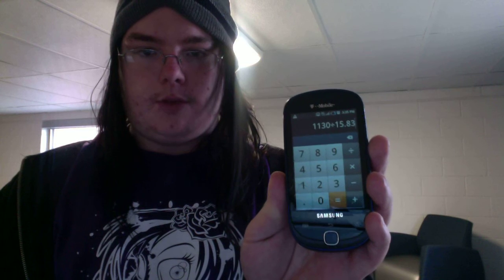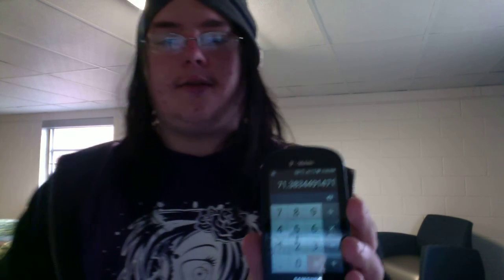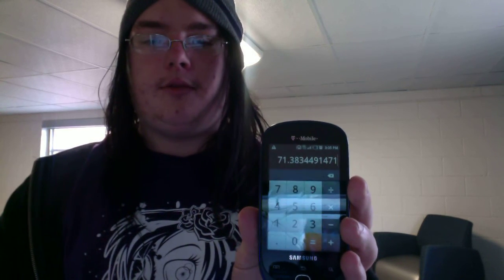Now, we do the same thing for the short wall. So we take 1130, we divide it by 15.83, which is 4 sig figs, and we get 71.383, a big long number. Rounding that off to 4 sig figs, we get 71.38 as our frequency.